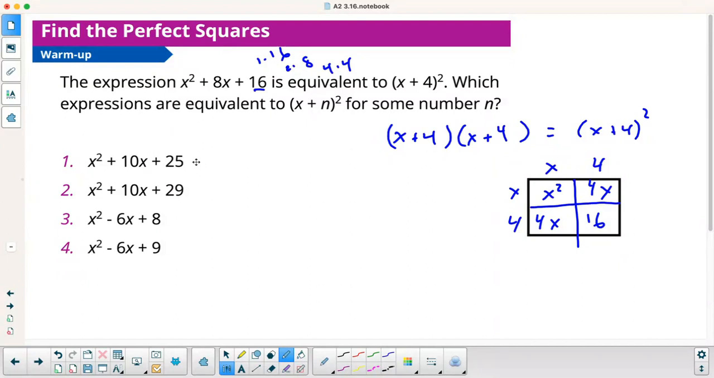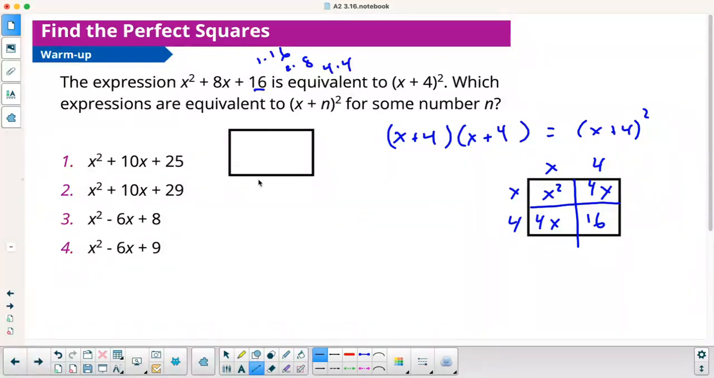So as I look at this one, if you want to factor it with the box, you can. x squared there, 25 here. So it'd have to be 5 and 5 if it's going to be a binomial squared. They'd have to be the same number. So let's see if it works. 5x plus 5x is 10x, so this one is good, yes.